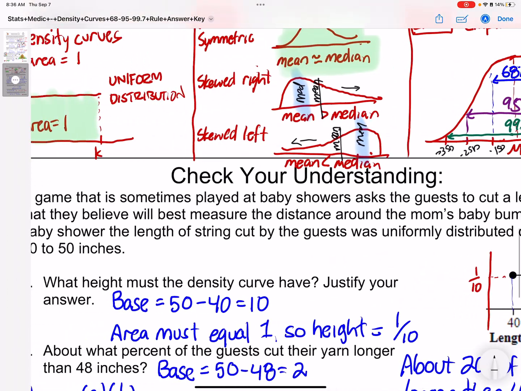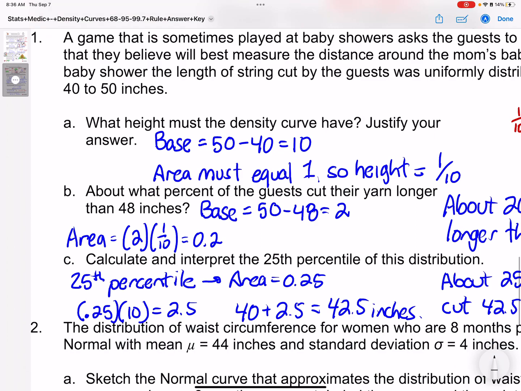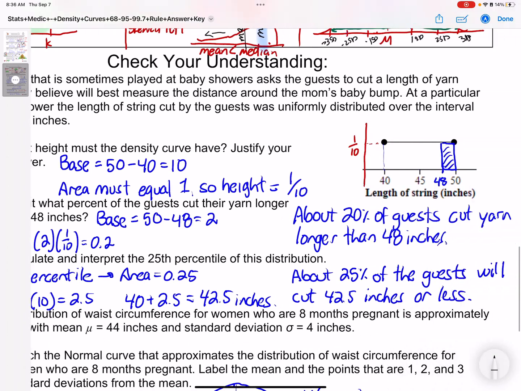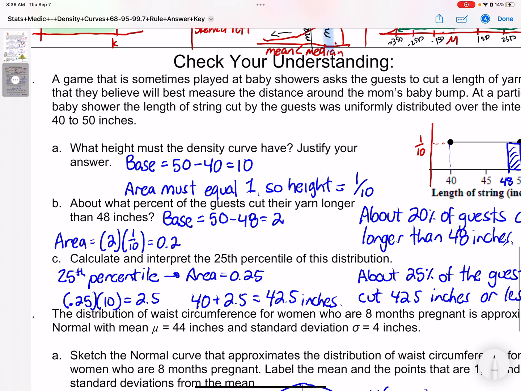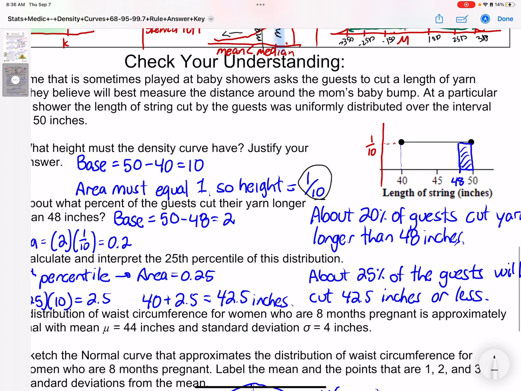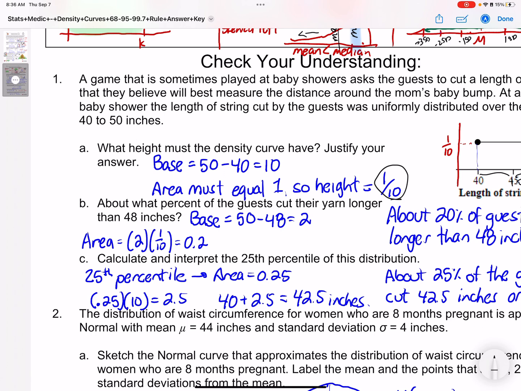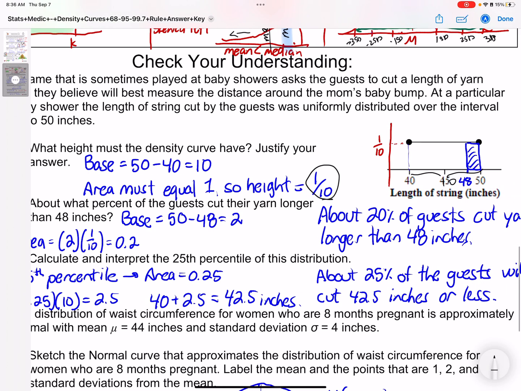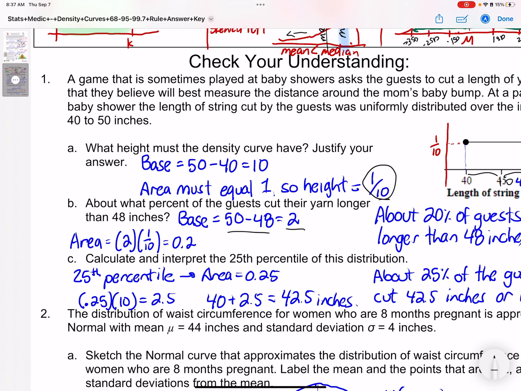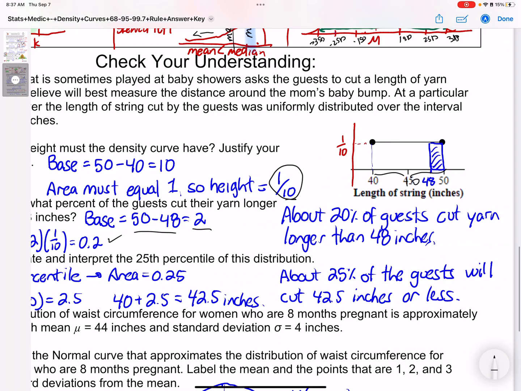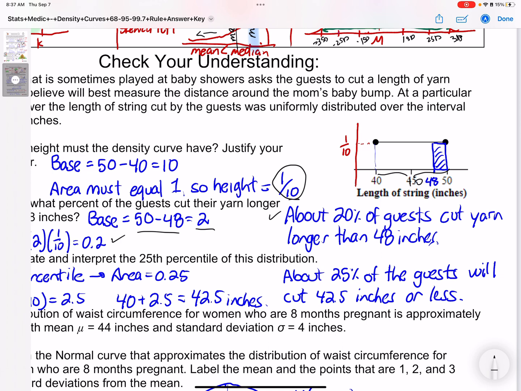Okay, let's go ahead and check for understanding. What height must the density curve have? Justify the answer. The height must be 1/10 because the difference here is 10 and area is equal to 1. About what percent of the guests cut their yarn longer than 48 inches? Take the base minus 48 inches, which gives 2, and multiply by the height, 1/10, to get 0.2. Then make sure you put the context.